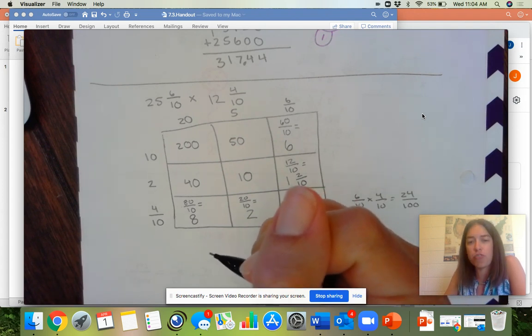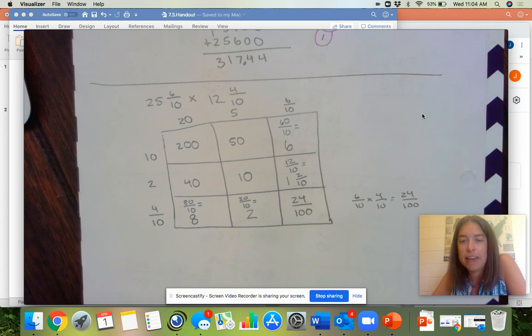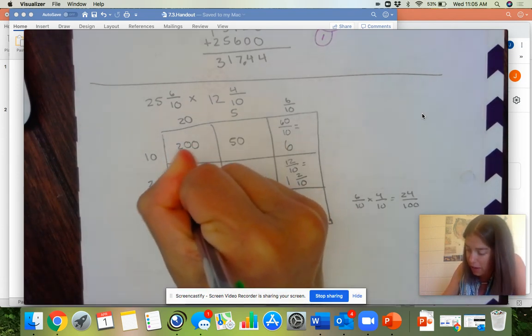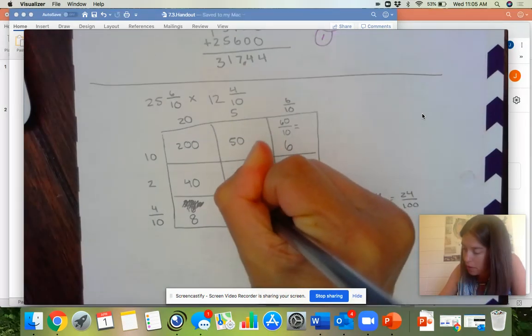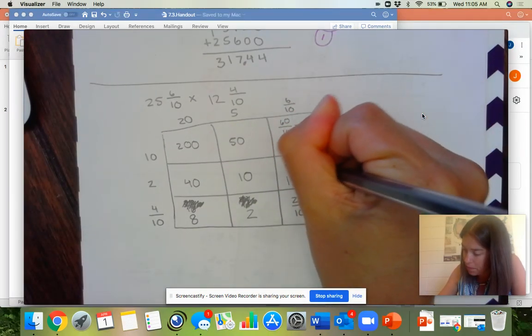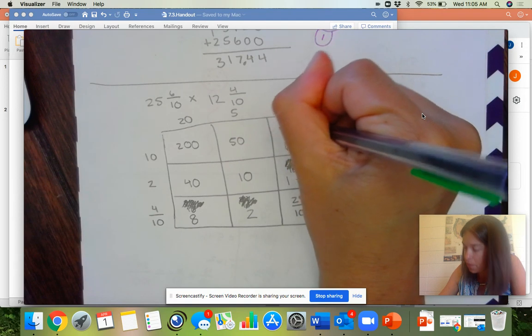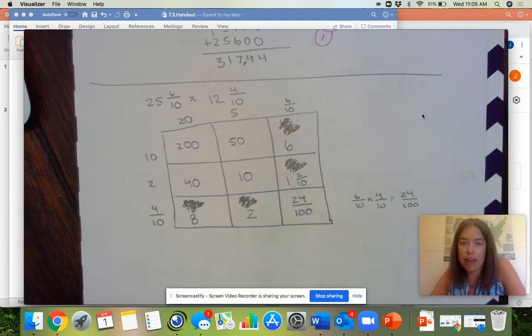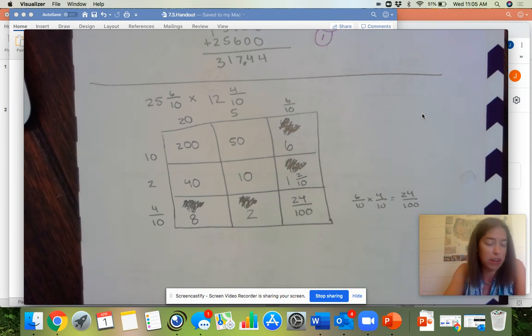If you've finished your array and you want to just check in to see if what you got matches mine, I had some fractions where I then reduced them, and so I'm just going to cross out the numbers I'm not going to use. So I can see everything I still need to add. If you're still multiplying, that's totally fine. This was just if scholars were done and wanted to check in.